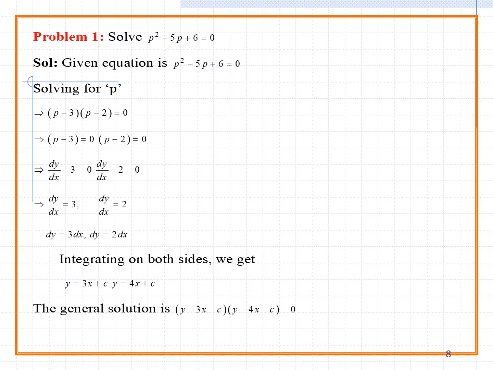The integral and derivative of dy cancel, so we get y. The 3 is treated as a constant, and the integration with respect to x gives x. Then we add plus c. Similarly, the second equation after integration gives y equal to 2x plus c. Therefore, the general solution is (y minus 3x minus c)(y minus 2x minus c) equal to 0.